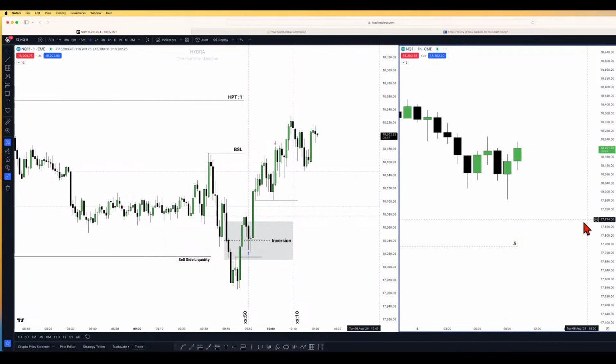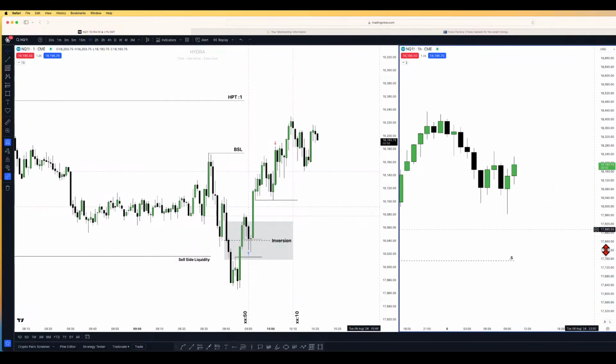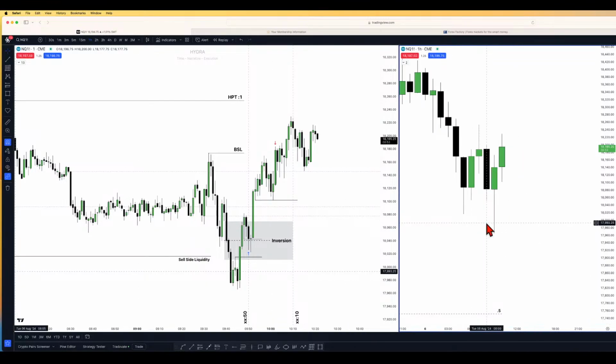Even on the 1 hour chart, that was a beautiful power of three. Look at this 8 o'clock candle. Here, the 9 o'clock. Usually, the 9 o'clock does the stop hunts, forms SMT. So, this is where I look for SMT.